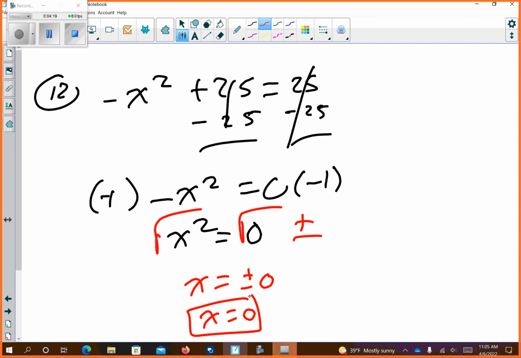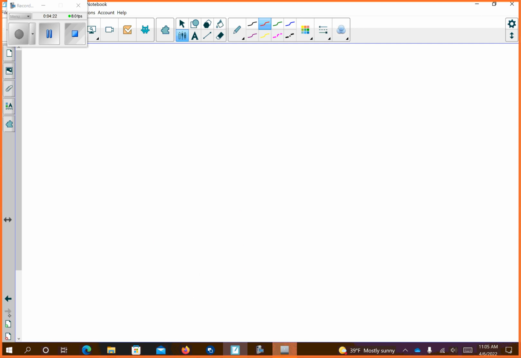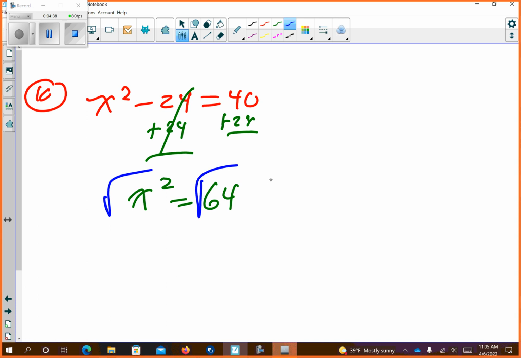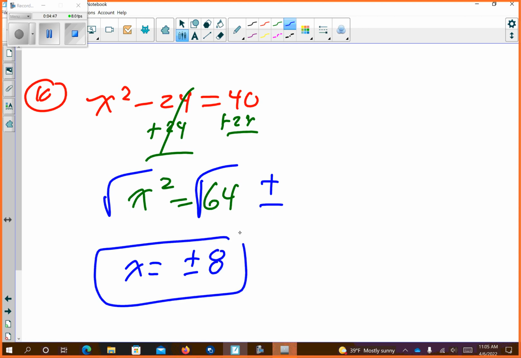10. X squared minus 24 equals 40. So I'm going to add 24 to both sides. Those cancel. So that's 64. Root, don't forget the plus minus. Square root of 64 is 8. So your answers are positive 8 and negative 8. You can write it as plus minus 8.